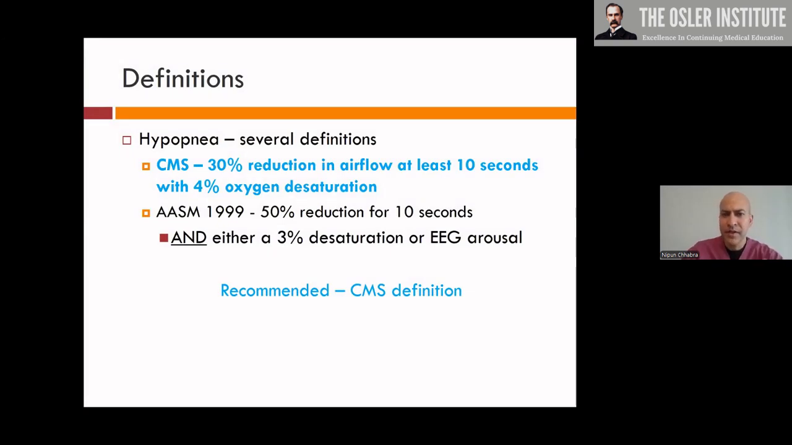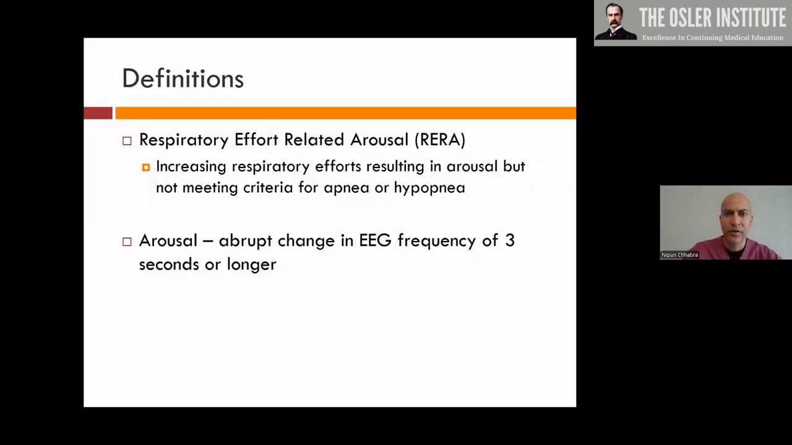So hypopnea has a couple of different definitions. There's a CMS definition, and then there's the American Academy of Sleep Medicine's definition. For our purposes, I recommend the CMS definition, and that's a 30% reduction in airflow for at least 10 seconds with a 4% oxygen desaturation. The other definition is either a 3% desaturation or an EEG arousal. But again, that's a hypopneic event, not an apneic event where the EEG line would be flat. So that defines a hypopnea versus an apnea, something to commit to memory.